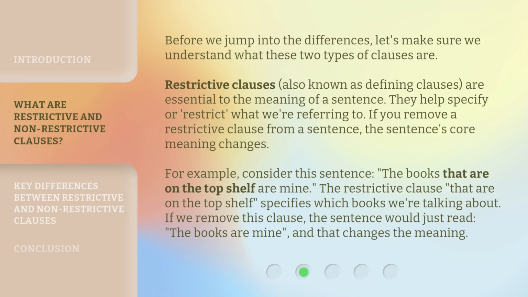Before we jump into the differences, let's make sure we understand what these two types of clauses are. Restrictive clauses, also known as defining clauses, are essential to the meaning of a sentence. They help specify or restrict what we're referring to. If you remove a restrictive clause from a sentence, the sentence's core meaning changes. For example, consider this sentence: "The books that are on the top shelf are mine." The restrictive clause, "that are on the top shelf," specifies which books we're talking about. If we remove this clause, the sentence would just read, "The books are mine," and that changes the meaning.